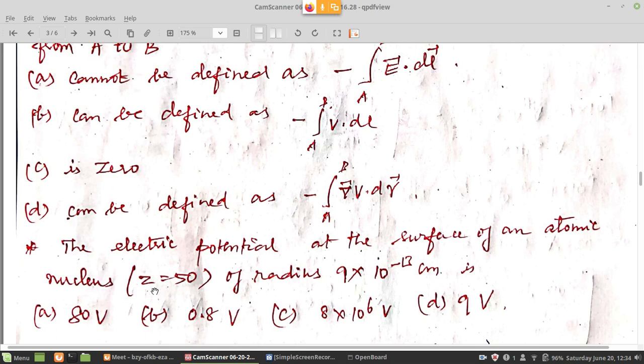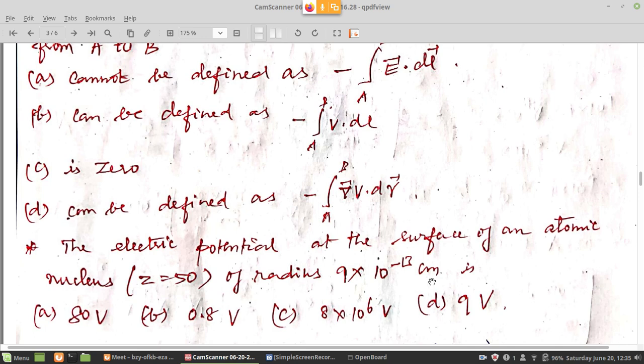I think we have done similar problem for a different atom in the class. Same question this is, but here slight change is there. Just please think about it and tell me. The electric potential at the surface of an atomic nucleus. Z is atomic number 50, and the radius of the nucleus is 9 into 10 power minus 13 centimeters. So you have a charged sphere with a radius. What is the potential at the surface of that nucleus?